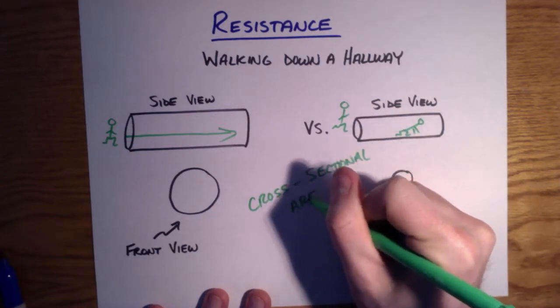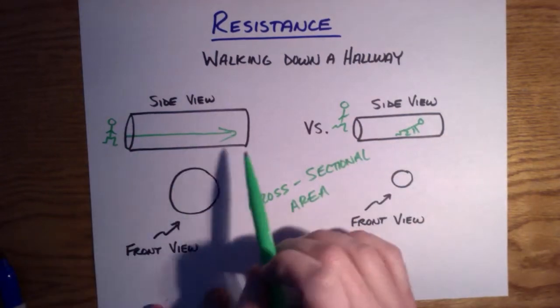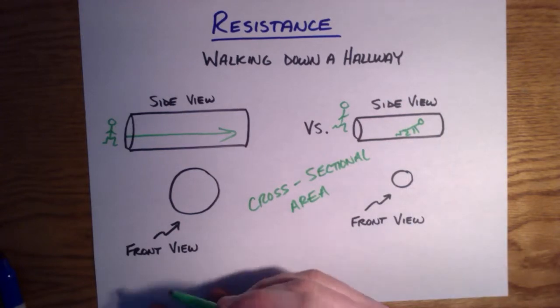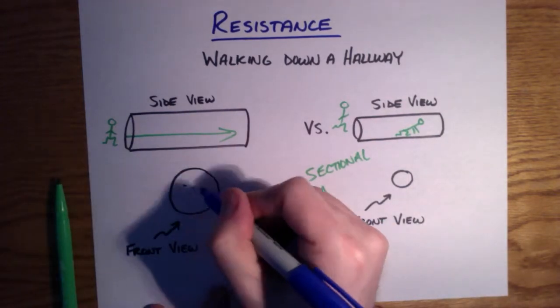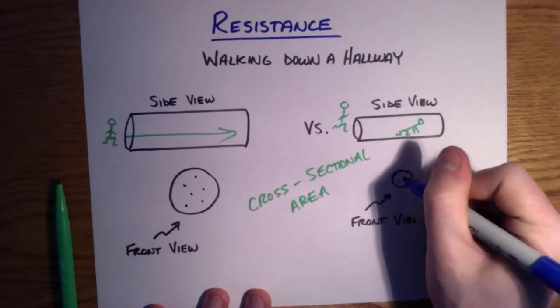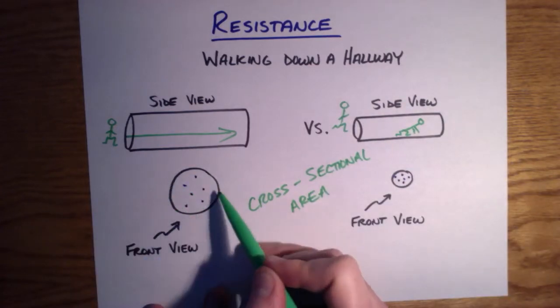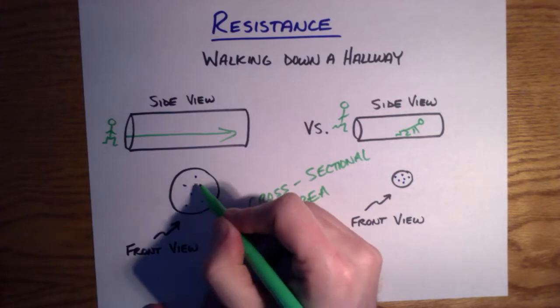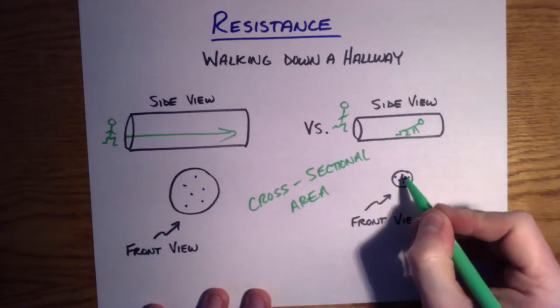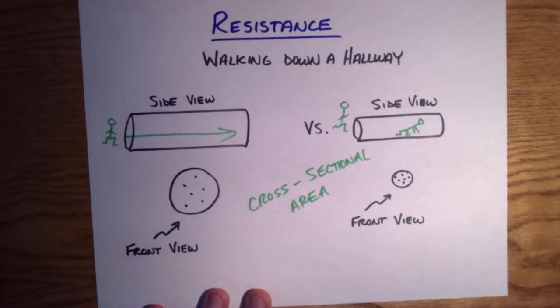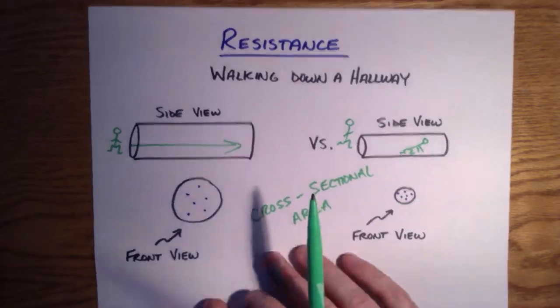If you think about it, it kind of makes sense as well. The more area you have to get through, every time you run into an obstacle, let's say there's a few obstacles in either of these, you can just tell there's more space when you have more cross-sectional area to get around these obstacles. Whereas in a smaller cross-sectional area, there are not nearly as many opportunities to easily get around these molecules. So the cross-sectional area of a resistor will also have an impact.